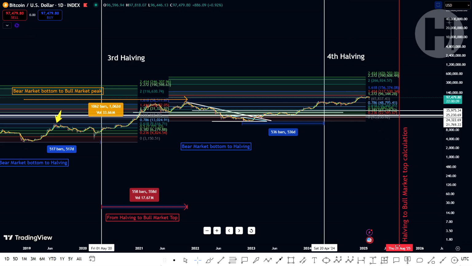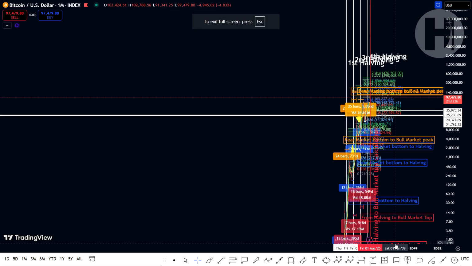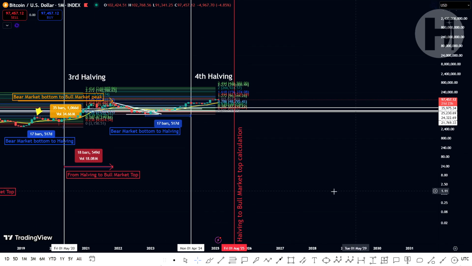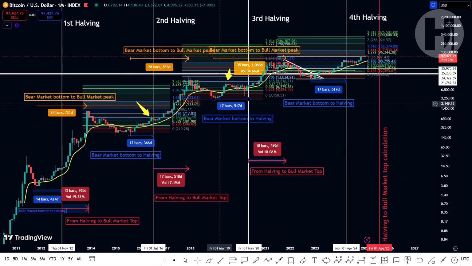Now, the other calculation that we can do if we go back and zoom out into the monthly chart, is we can calculate the bear market bottom to the bull market top. Now, this one keeps extending every single time. Now, the average from the calculations based on the previous 3 cycles from the bear market bottom to the bull market top, at this moment in time, it's going to be 883 days.